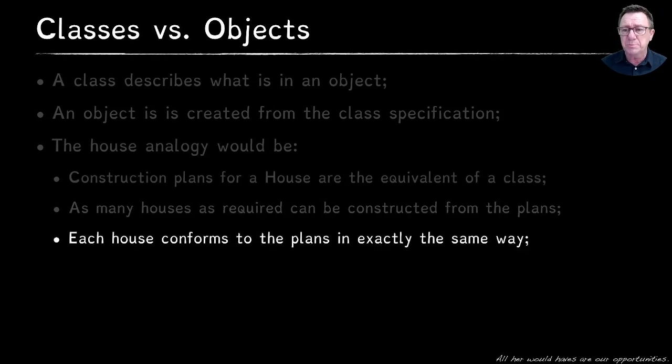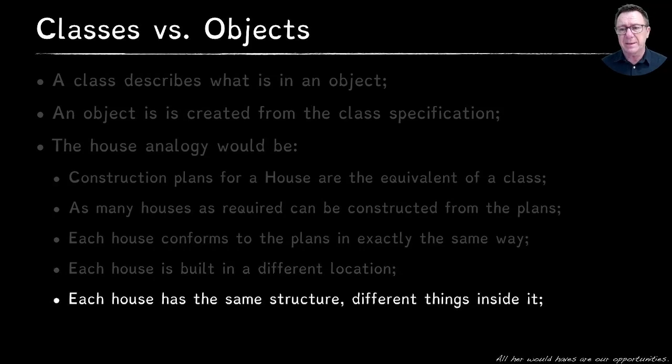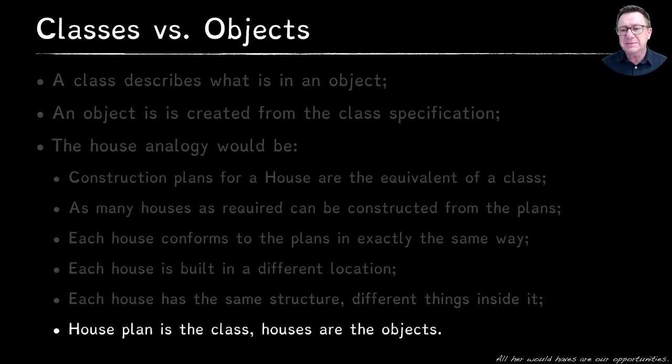That's like the object. Now each house conforms to the plan in the same way, but each house is built in a different location. Kind of makes sense. Each house has the same structure, but it has different things inside of it, different values of its attributes. The house plan is the class, the house is the object.